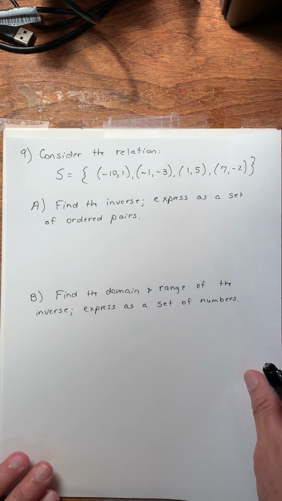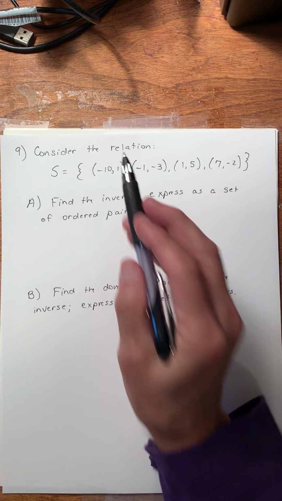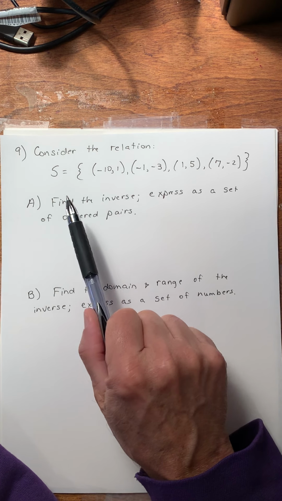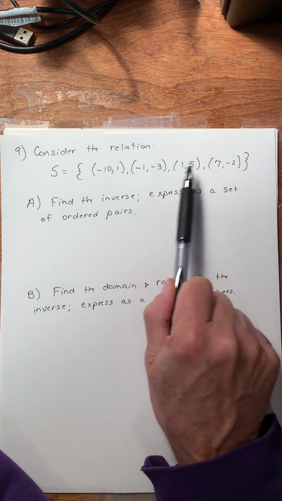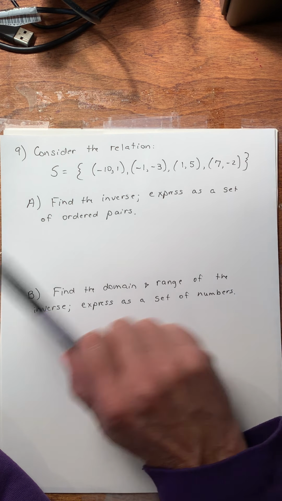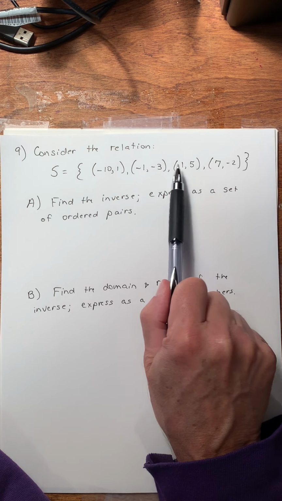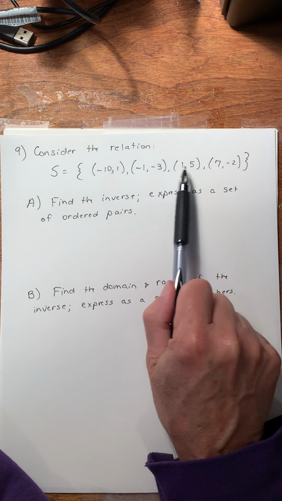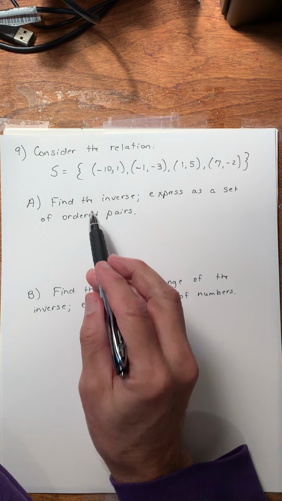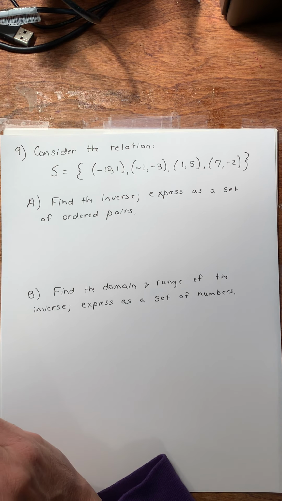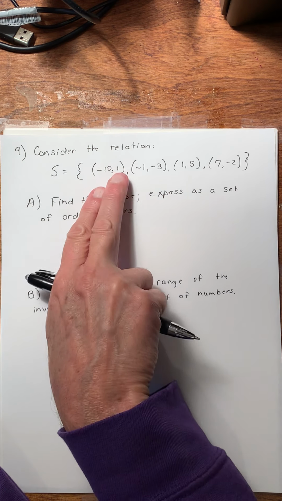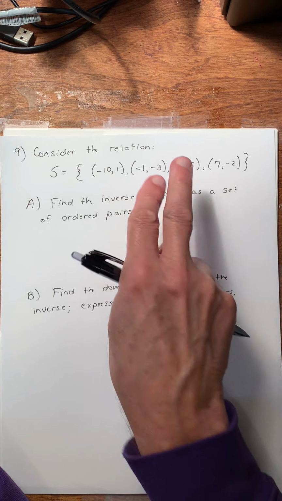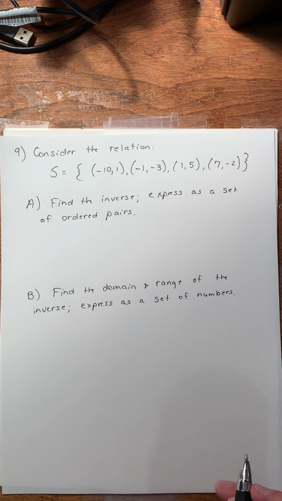All right, number 8. Number 9, consider the relation. And remember, one way we can talk about a function or a relation is as a set of ordered pairs. And here's just a set of ordered pairs. These are my x's, these are my y's. It says find the inverse. Remember what the inverse of a set of ordered pairs is. It's just the reverse of each of those ordered pairs.